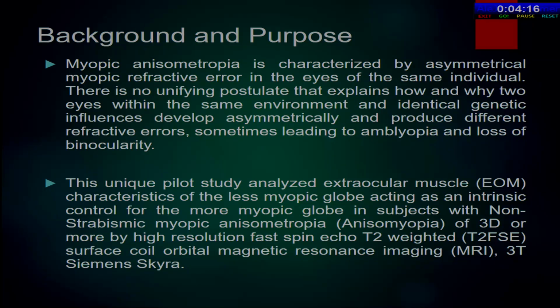There is no unifying postulate that explains how and why two eyes within the same environment and identical genetic influences develop asymmetrically and produce different refractive errors, sometimes leading to amblyopia and loss of binocularity. This unique pilot study analyzed extraocular muscle characteristics of the less myopic globe, acting as an intrinsic control for the more myopic globe, in subjects with non-strabismus myopic anisometropia of 3 diopters or more, by high-resolution fast spin echo T2-weighted surface coil orbital magnetic resonance imaging on a 3T Siemens Skyra.